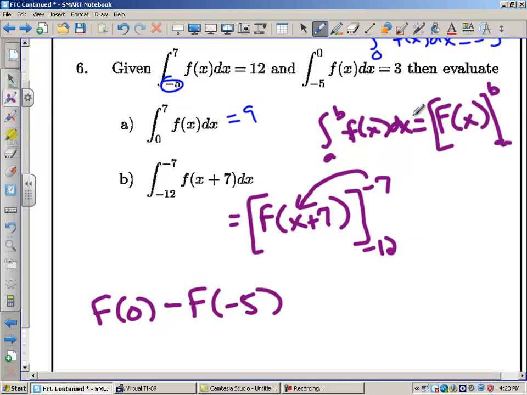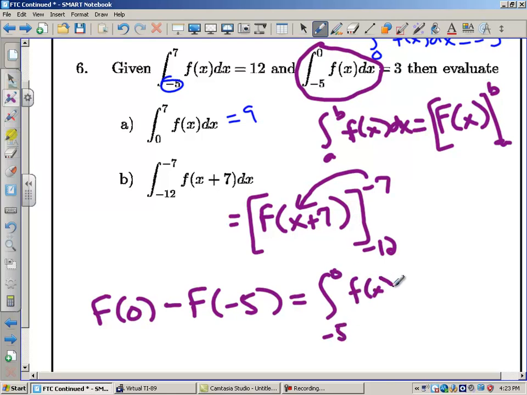Wow, well, what am I supposed to do now? What is this value? What is capital F of 0 minus capital F of -5? Does anyone know? It's equal to this right here. This is the fundamental theorem of calculus. That has to equal the integral from -5 to 0 of little f of x dx. That means that this value is 3. That was tricky.